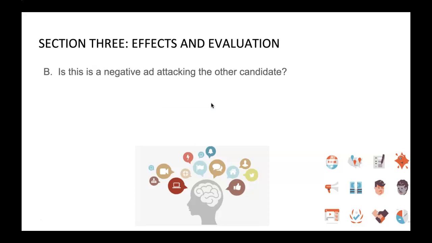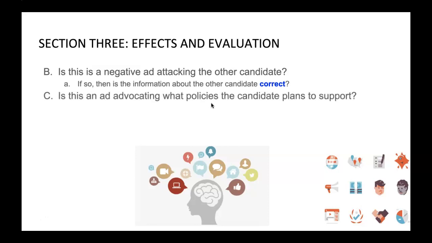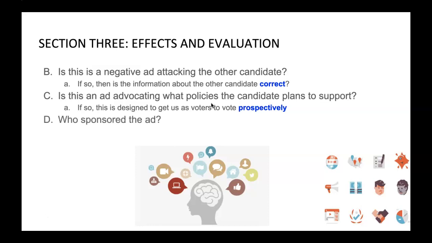But additionally, one should ask, is this a negative ad attacking the other candidate? If so, then the information about the other candidate, is it correct? We should also ask, is the ad advocating what policies the candidate plans to support? If so, is it designed to get us voters to vote prospectively? Who sponsored the ad is another worthy question asked, or should be asked. Was a candidate's campaign or political party or even an interest group behind the assembly of the ad?